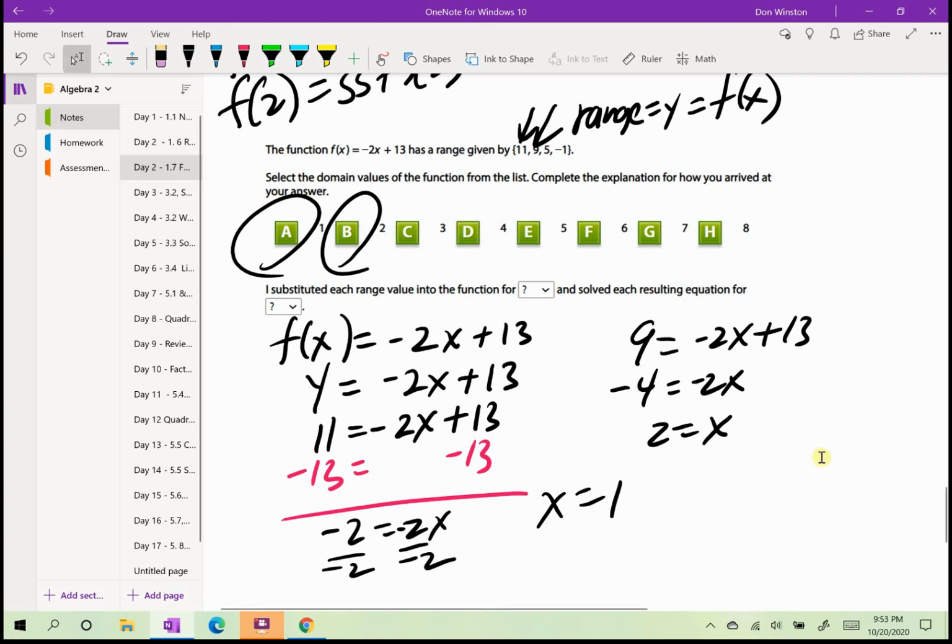I substituted each range value into the function for f of x and solved each resulting equation for x. All right, so there you go. And so that's the second part of your homework.